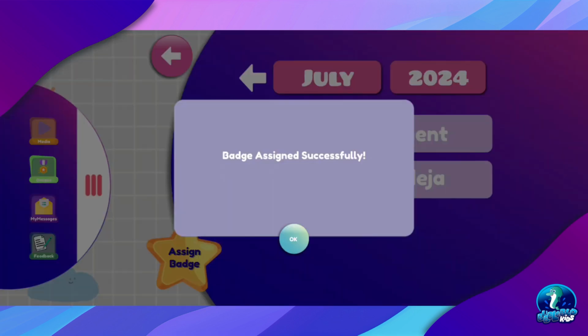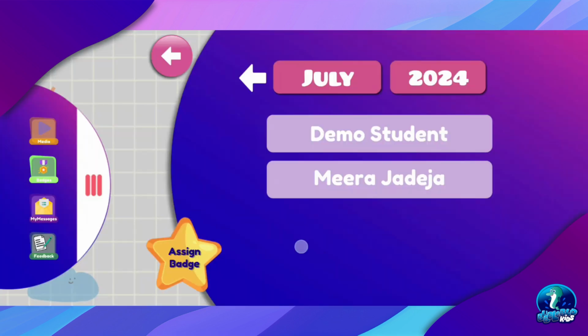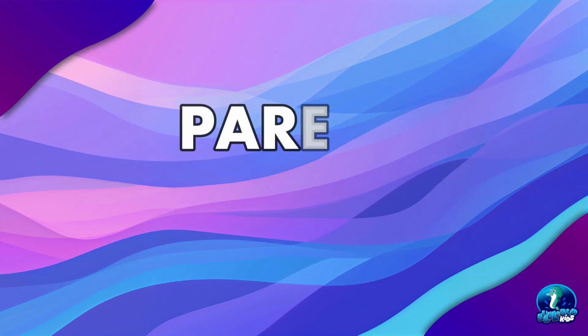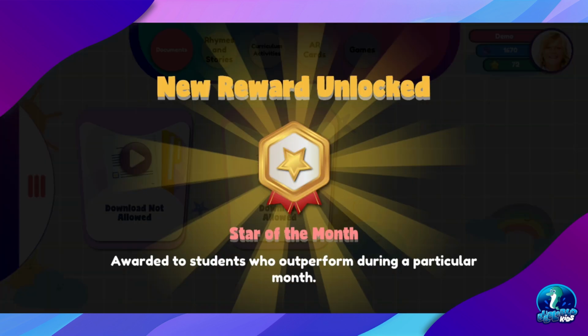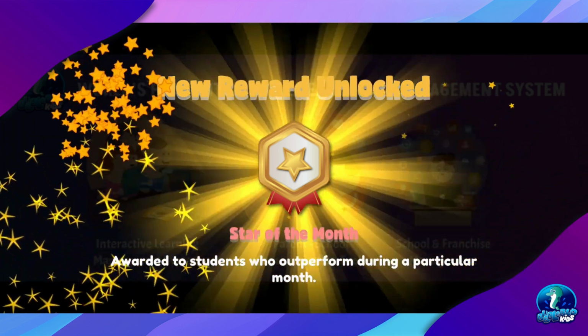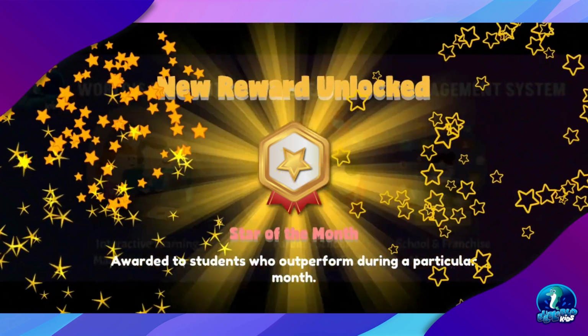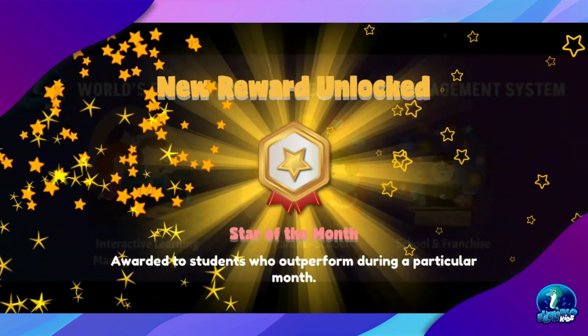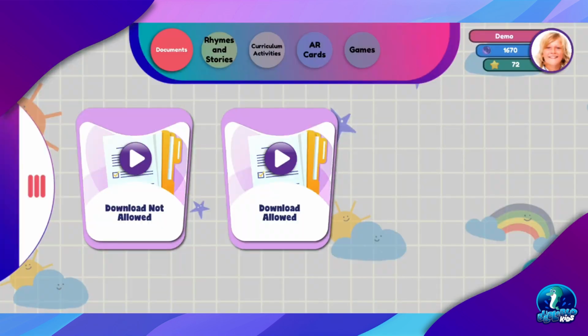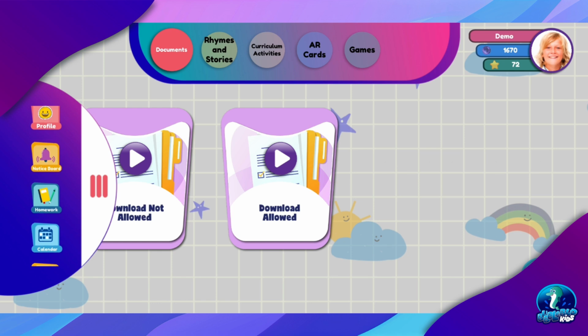If the badge was assigned successfully, a pop-up with an appropriate message will appear. When you assign a badge to a student, the parents of the student receive an instant notification. Upon opening the app, parents are welcomed with a nice award animation. Parents can navigate to the Badges module to see all the badges earned by the student.